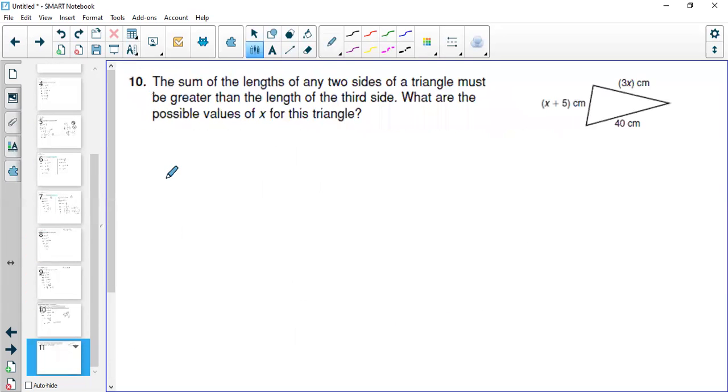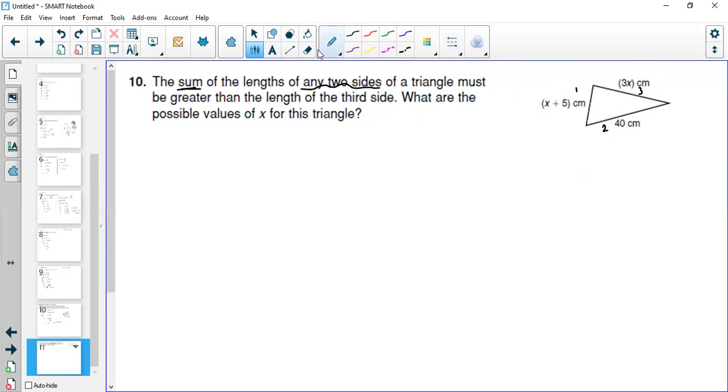Now for the next question. The sum of the lengths of any two sides of a triangle must be greater than the length of the third side. Now underline the important words and understand the question. The sum of the lengths of any two sides. So any two sides, when you add any two sides of the triangle, that must be greater than the third side. So this is one side, this is the second side, and this is the third side.